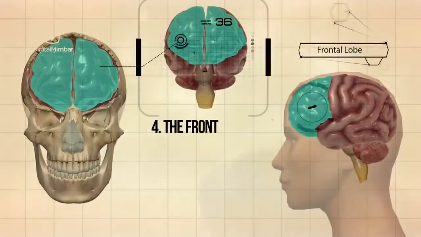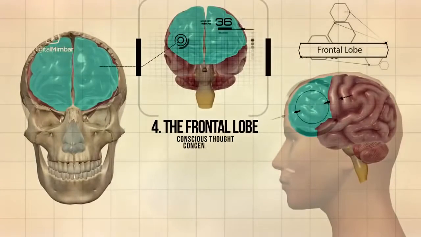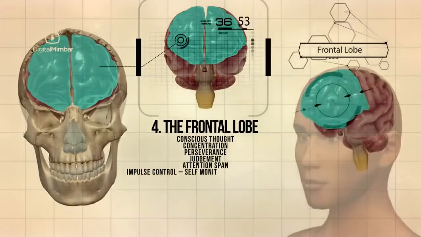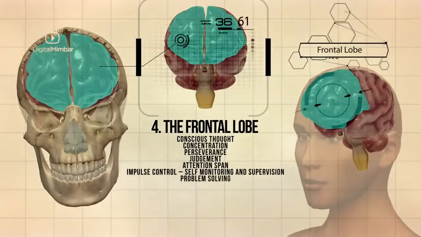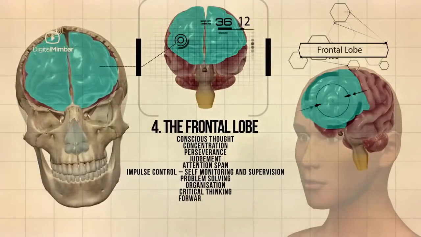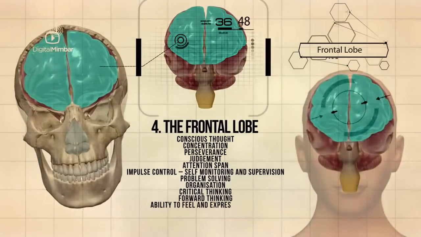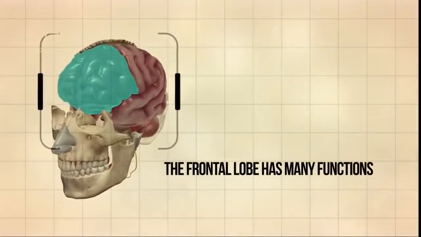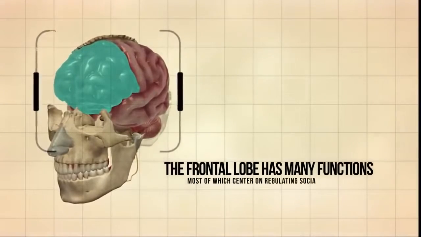And then there's the frontal lobe, which is responsible for conscious thoughts, concentration, perseverance, judgment, attention span, impulse control, which is self-monitoring and supervision, problem solving, organization, critical thinking, forward thinking, the ability to feel and express emotion, empathy, and memory for habits and motor activities. The frontal lobe has many functions, most of which center on regulating social behavior.